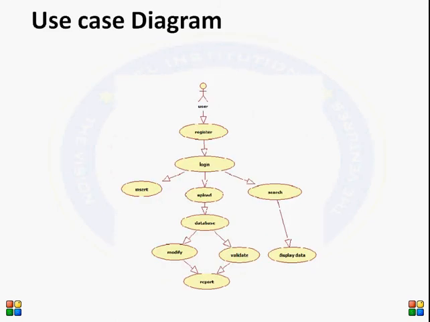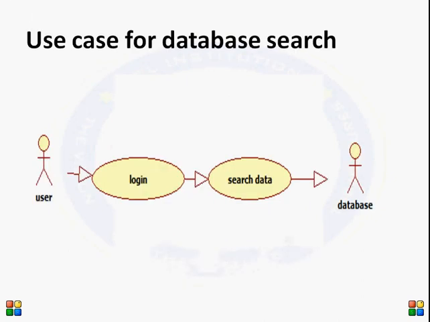This is the use case diagram. A user can register. After registering he can log in. After login he can either insert, upload or search. For uploading he can go to database. From database he can modify or validate the report. After searching the data he can also get to display the data.